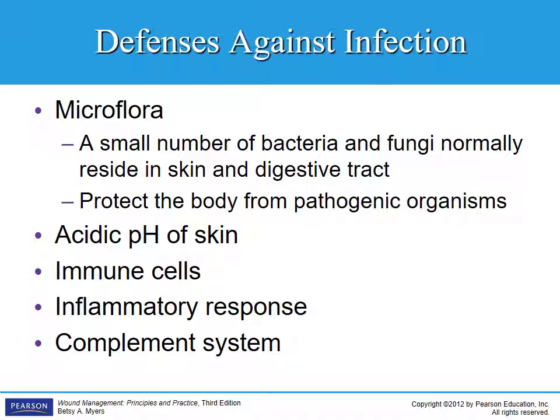The pH of our skin is acidic to prevent a lot of bacterial growth on the skin. We have immune cells that attack the bacteria that try to enter. We have an inflammatory response, which of course we've been through, and why it occurs and how it occurs. And then we have a complement system which attacks the bacteria. There's a whole series of events that happen as our body tries to defend us against bacteria or a rapid growth of bacteria.